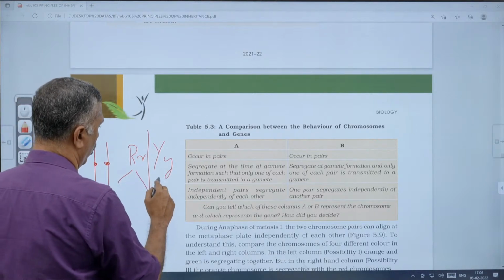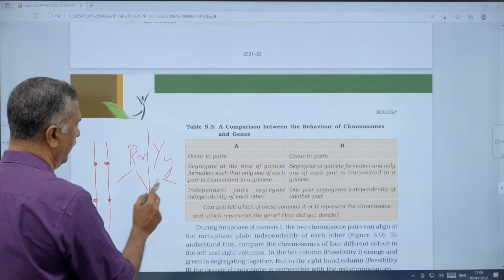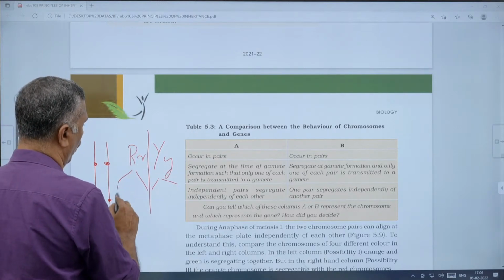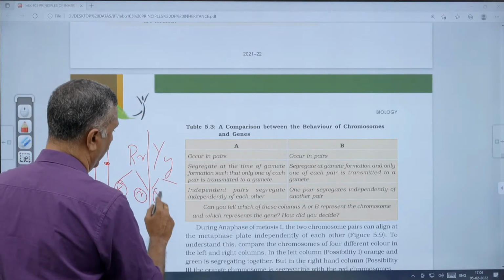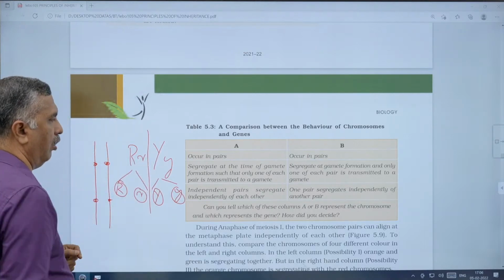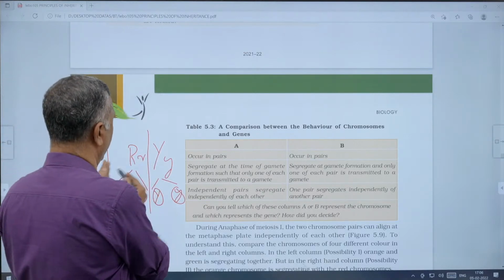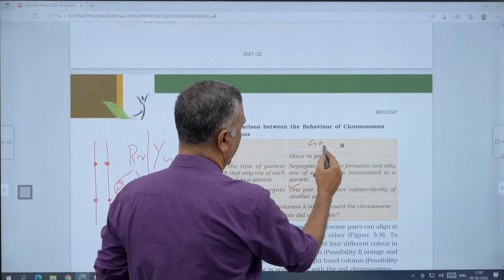Capital R and small r, and capital Y and small y will segregate independently. One pair segregates independently of the other pair. That is in the case of those two genes. It will segregate independently of each other, but here it will be gene.